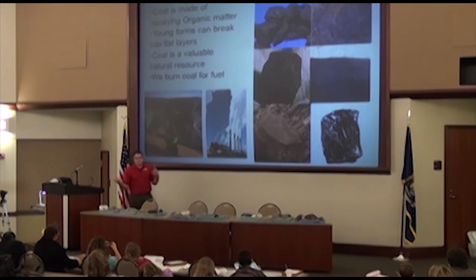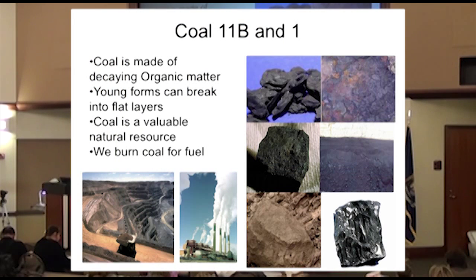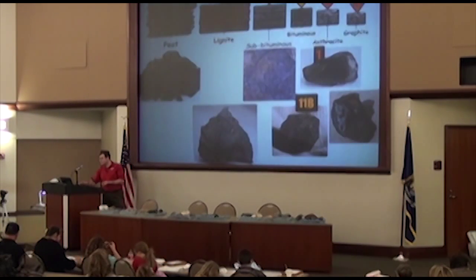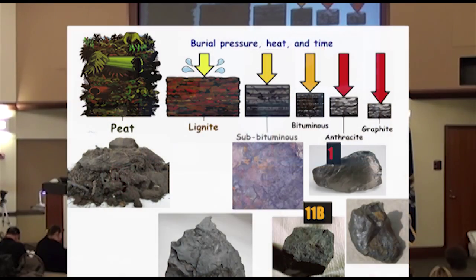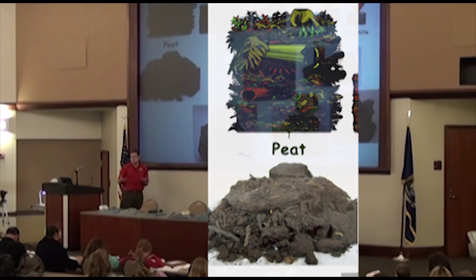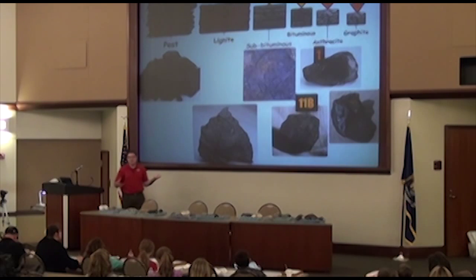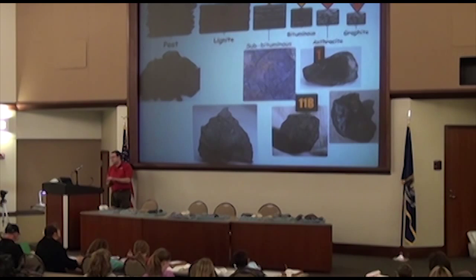The younger forms, which we're going to talk about the progression of coal, often break into layers. The more heat, the more pressure, the more age it gets, the less that it breaks into those flat layers. It's a valuable resource, right? It's a fossil fuel. We burn it as fuel. Okay, so this is sort of the progression of coal. It starts out as peat, which is basically just like broken pieces of wood and leaves. You might find peat in a swamp or a bog if you went today and looked around on the ground. It almost looks like dirt, but peat might have pieces of wood, leaves, other things in it if you look close.